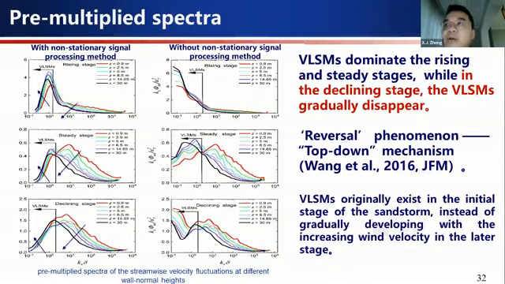Further, the pre-multiplied spectra also demonstrate a reversal phenomenon in sandstorm flows. It indicates that the formation mechanism of the VLSMs during a sandstorm event is attributed not only to a bottom-up mechanism, but also to a top-down mechanism. In addition, the turbulent kinetic energy on the right side of the spectrum peak in the rising stage decreases rapidly in the short wavenumber range, which means that more energy is concentrated in the VLSMs, indicating that VLSMs originally exist in the initial stage of the sandstorm, instead of gradually developing in the later stages.